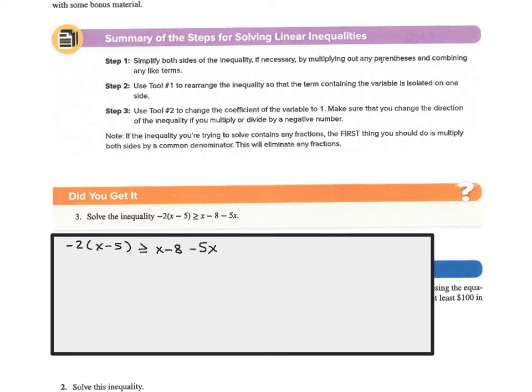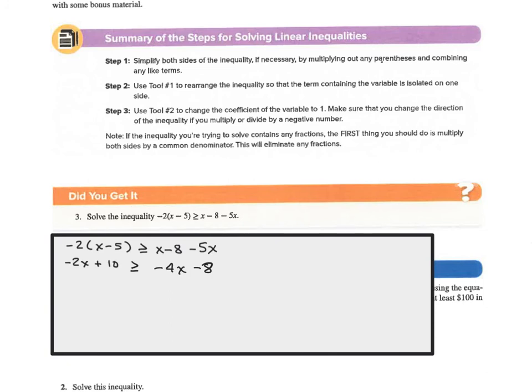On the left side, I need to distribute the -2. That gives me -2x plus 10 is greater than or equal to. On the right side, it looks to me like I've got 2 like terms. I've got the x and the -5x, so we'll need to combine those. X minus 5x is -4x, and then minus 8.